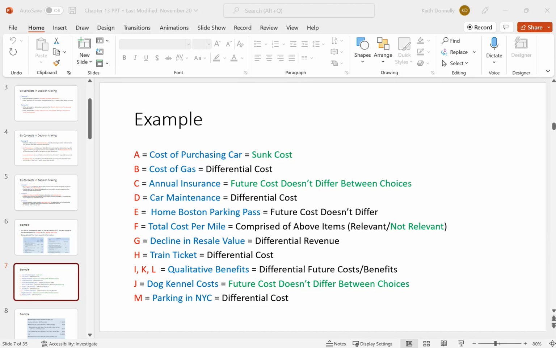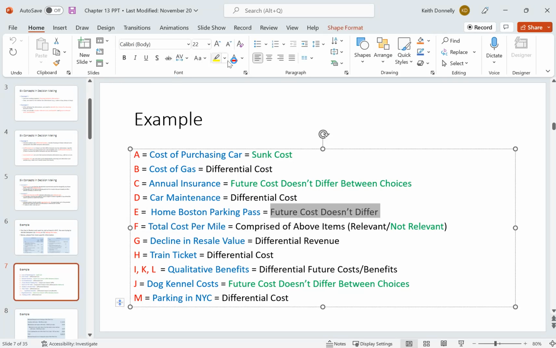Home Boston parking pass. This one here should also be green. So I'm going to make that green right now just to keep it consistent. So this is a future cost that doesn't differ. In other words, if you bought a parking pass back in Boston in the past, you're going to have that cost either way. Doesn't really matter, right? In some ways, it's a sunk cost. You paid for it in the past. It is what it is.